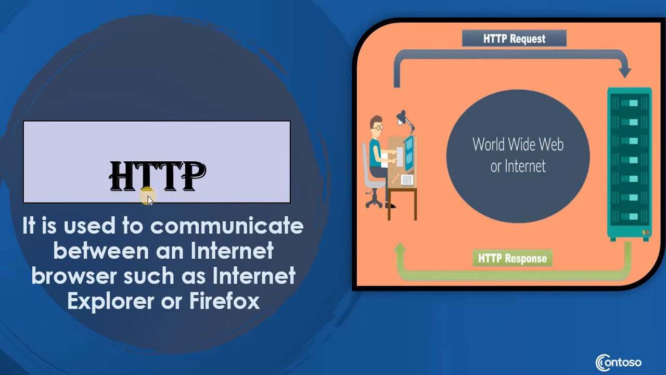The next protocol is hypertext transfer protocol. This protocol is used basically for communication between internet browsers. For example, if you want to establish a communication system between Google Chrome and Firefox, or you are going to establish a connection between Firefox and Internet Explorer, this could be done with the help of this hypertext transfer protocol.